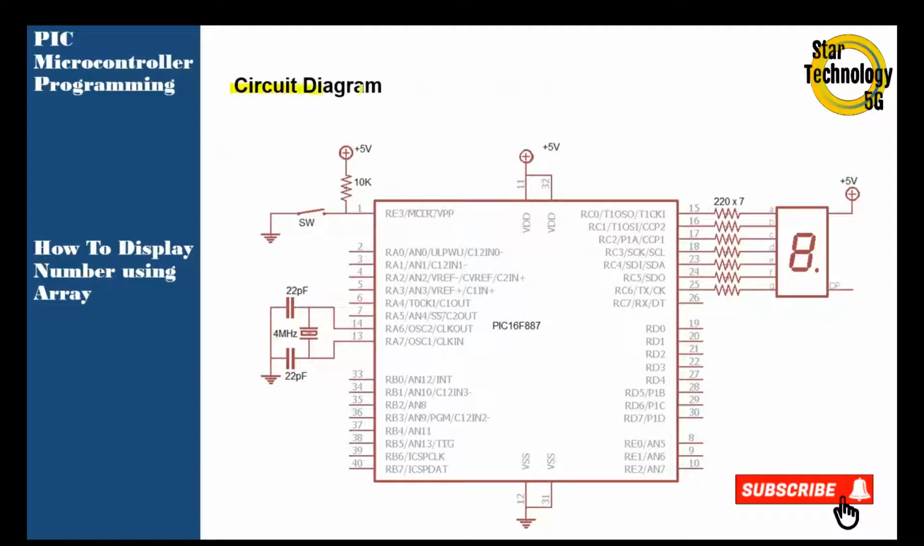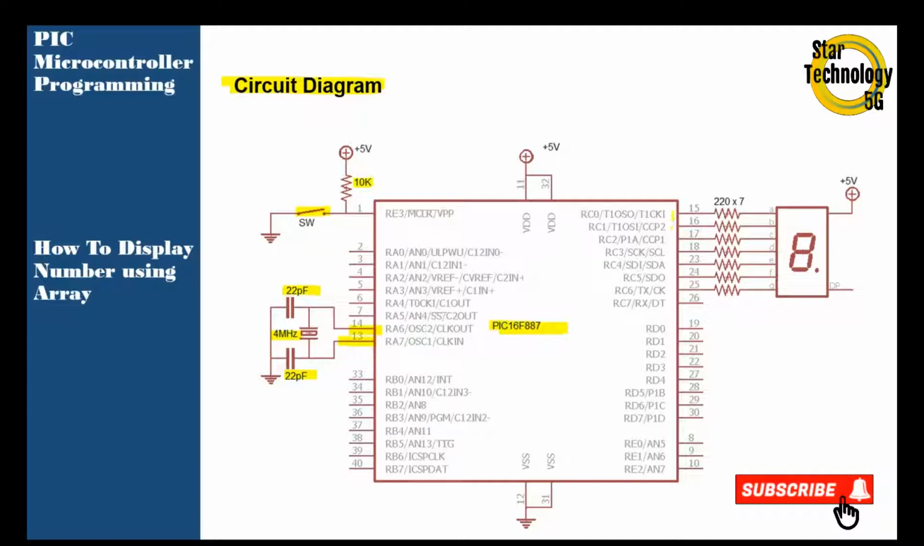Circuit diagram. Here is the circuit diagram. That is PIC 16F887. Pin numbers 13 and 14 are interfaced with a 4 MHz crystal, and we are using 22 pF capacitors. Pin number 1 is master reset. We are using a 10 kilo ohm resistor and one switch. Whenever we press the switch, the microcontroller restarts.